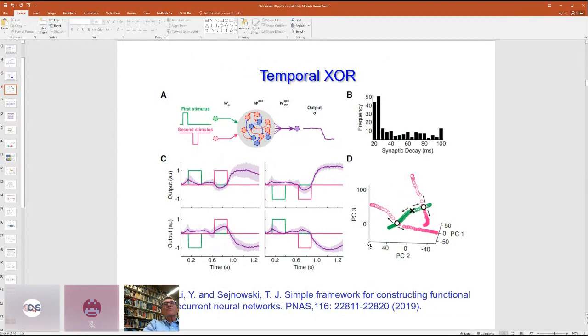This is a temporal XOR task, and the idea is we have two different inputs: a first stimulus separated in time by a second stimulus on the order of half a second. And if they're both the same, up or down, you want the output to be 1. But if they're different, you want the output to be -1. Now XOR is a really trivial problem. It was one of the first that was used for backpropagation. But what makes this difficult is that there's a time delay. And so somehow the network has to hold on to the information from the first stimulus in order to decide what to do for the second.